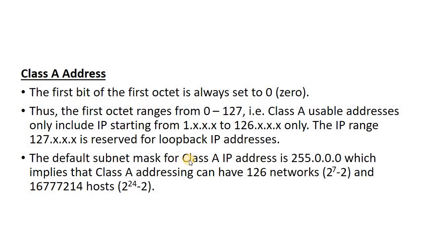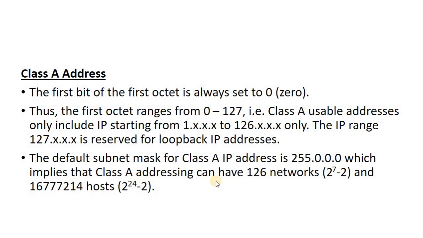The default subnet mask for Class A IP address is 255.0.0.0. In other words, what it means is we can only use the first octet to identify the network, and we can use the rest of the octets, the 3 octets, 24 bits, for identifying hosts in the network.